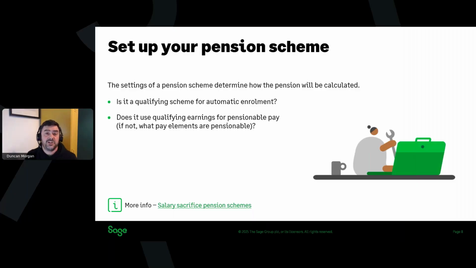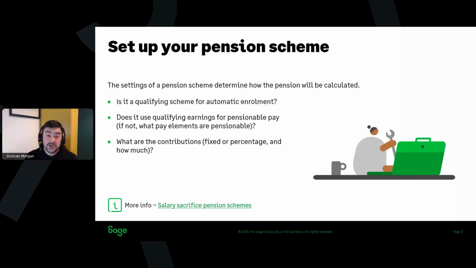You then need to establish what earnings are pensionable for both the salary sacrifice and the employer contribution. So is it basic pay only, or is it qualifying earnings that count towards pensionable pay? So qualifying earnings is a reference to most types of pay between a lower and upper threshold. So again, your pension scheme will be able to confirm what earnings are pensionable.